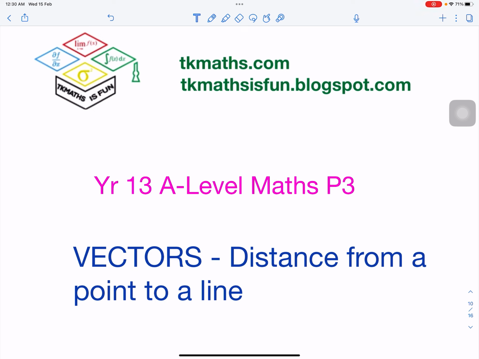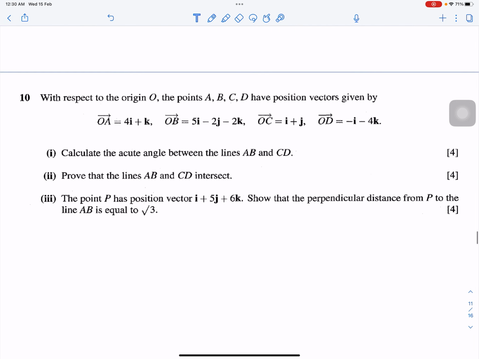In today's video, we will solve a question on vectors, and the concept we will cover is distance from a point to a line. I have explained this question earlier, and it is asked in multiple ways. So this is another past paper question, and this concept is from your A-level mathematics P3 syllabus. So let's see the question.